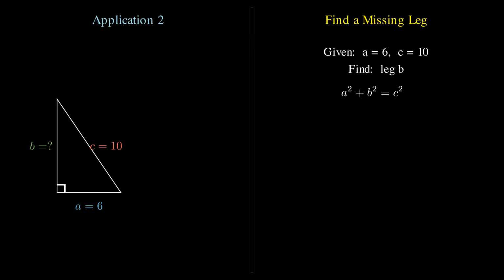Start with the equation. a squared plus b squared equals c squared. Substitute the values. 6 squared plus b squared equals 10 squared. Square the numbers. 6 squared equals 36. 10 squared equals 100. So the equation becomes 36 plus b squared equals 100. Subtract 36 from both sides. Now we have b squared equals 64. Take the square root. The square root of 64 equals 8. So the missing leg has length 8.